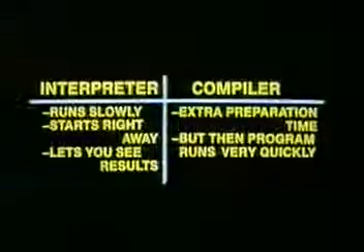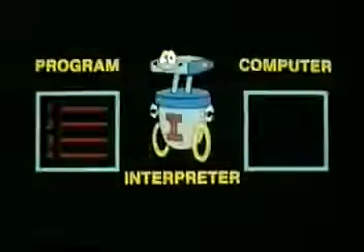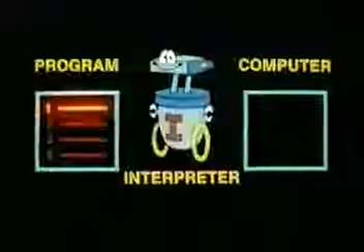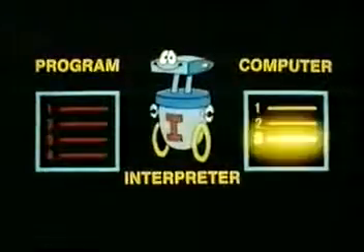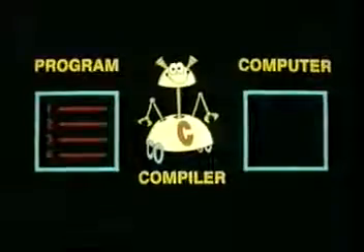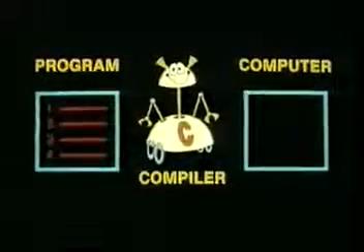To help you remember the difference between an interpreter and a compiler, look at the words themselves. Inter means between. The interpreter is always between your program and the computer, and it translates line by line. To compile, on the other hand, means to pile together. A compiler piles together your entire program and translates the whole thing all at once. Which one you use on planet Gobbledygook is entirely up to you.